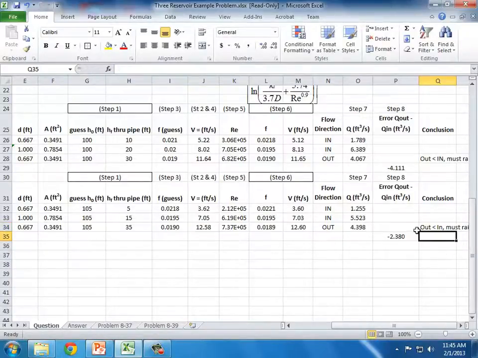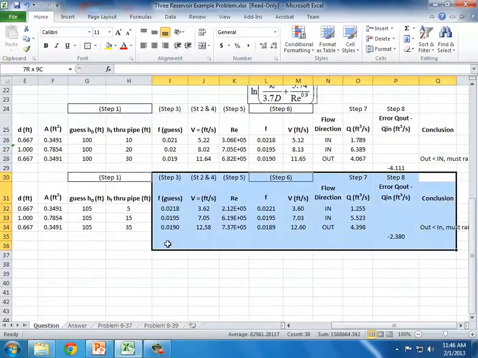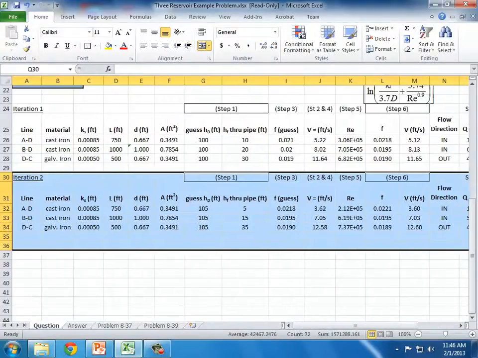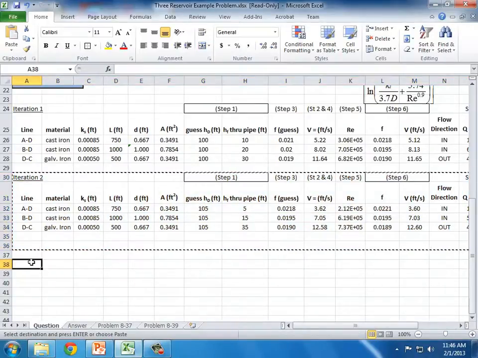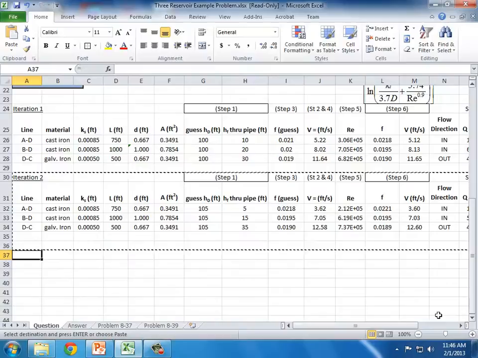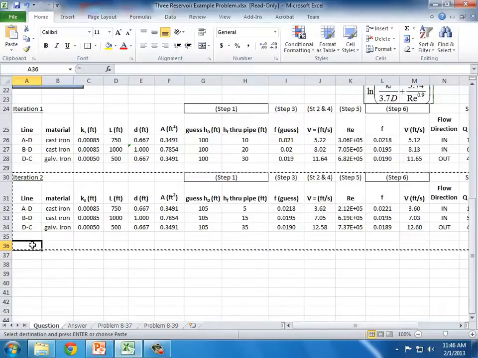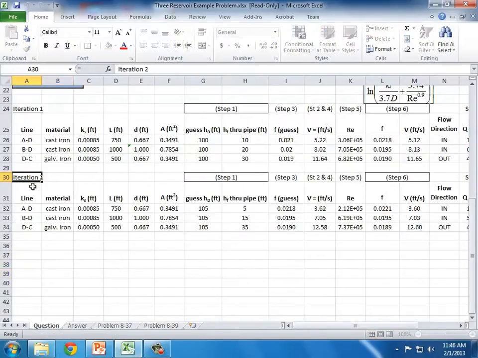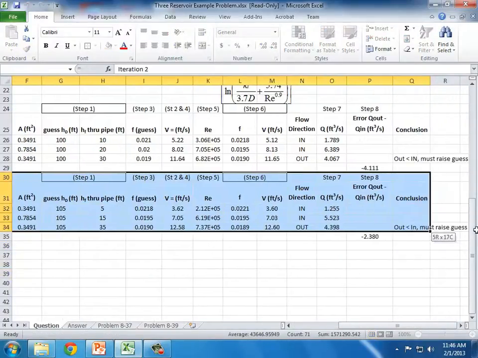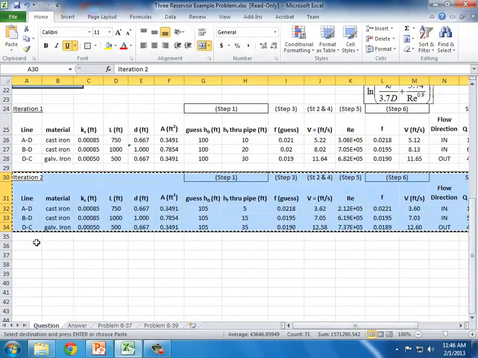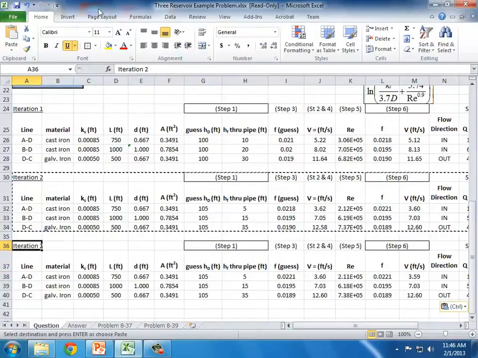Okay, so this time I'm going to copy everything. Control C. Where to put it? I'm going to put it right here. Control V. Okay, selecting just that, Control C, Control V. Okay, iteration 3.